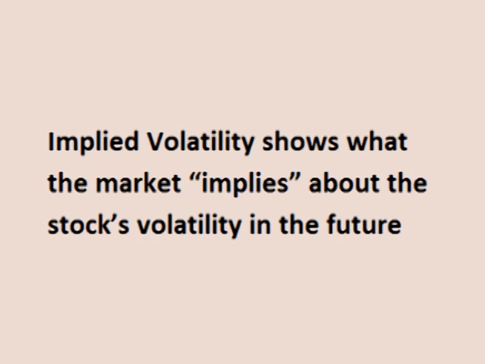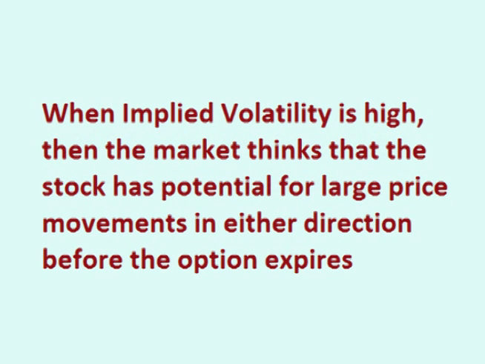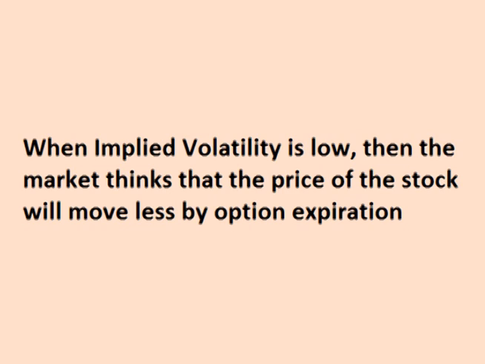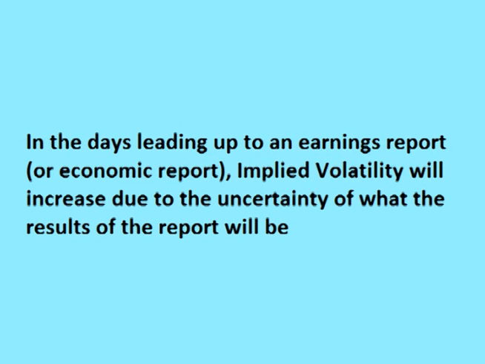In other words, implied volatility shows what the market implies about the stock's volatility in the future. When implied volatility is high, then the market thinks that the stock has potential for large price movements in either direction before the option expires. When implied volatility is low, then the market thinks that the price of the stock will move less by option expiration.